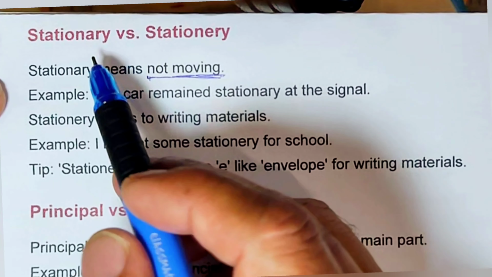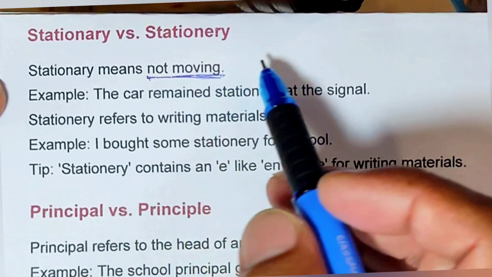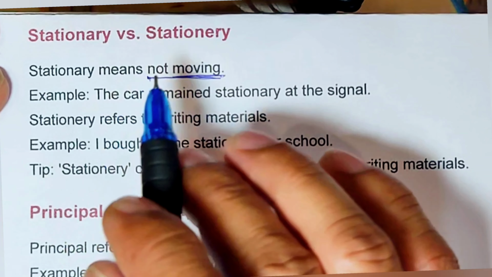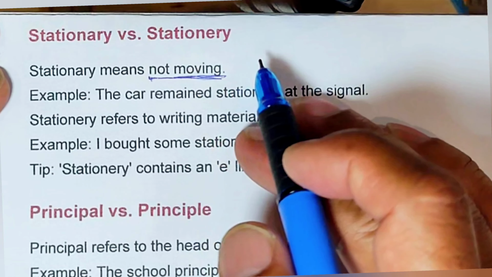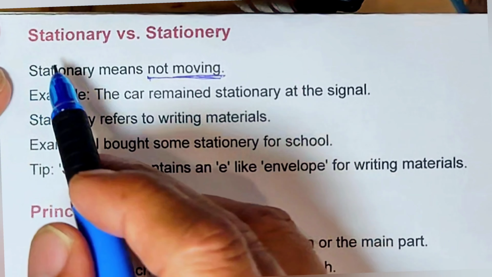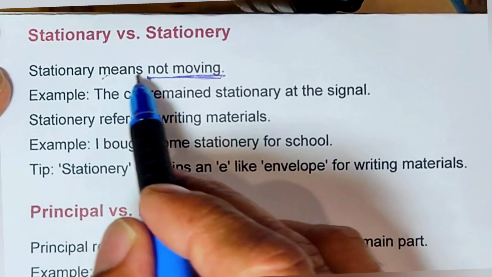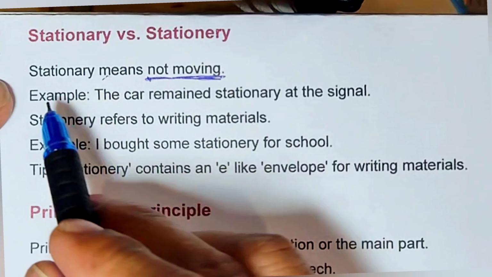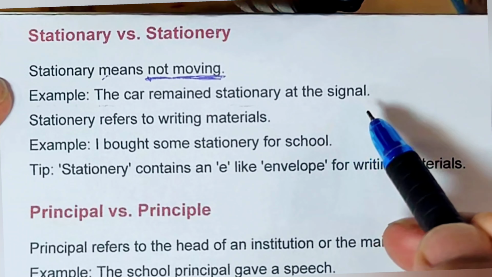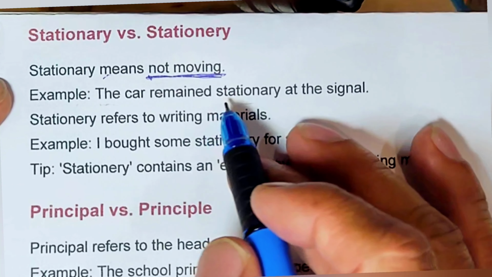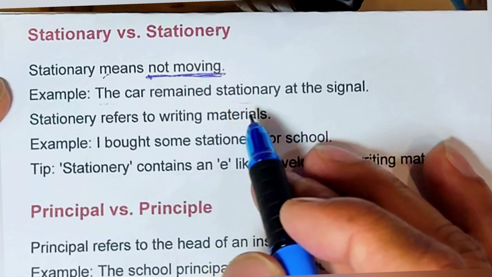Next pair of words we have here: stationary versus stationery. Most of these words look similar and their pronunciation is similar as well. For example, the first one, stationary, means not moving. An example: the car remained stationary at the signal. The car is not moving, it is standing at the signal. That's stationary. And the other one, stationery, refers to writing material.